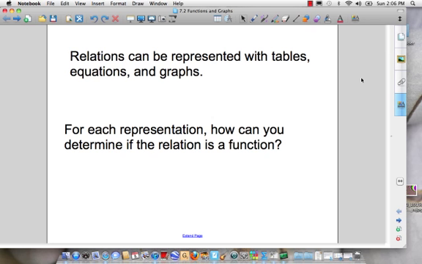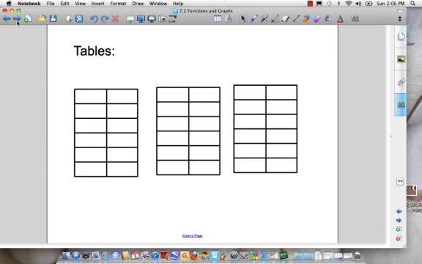This short video will prepare you for section 7.2, which helps you determine whether something is a function. So in general, a relation could be represented in different ways. Three typical ways of representing them are tables, equations, and graphs. This video will go through how to look at one of those representations and determine if the relation is indeed a function. So let's start by considering tables.